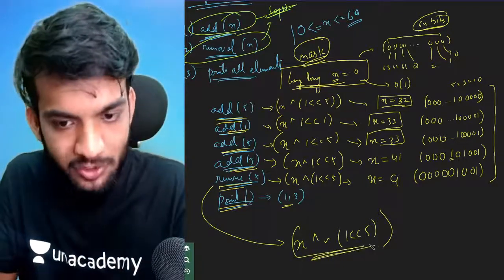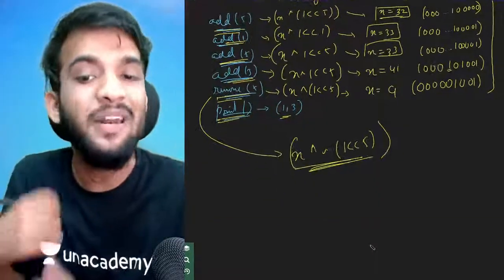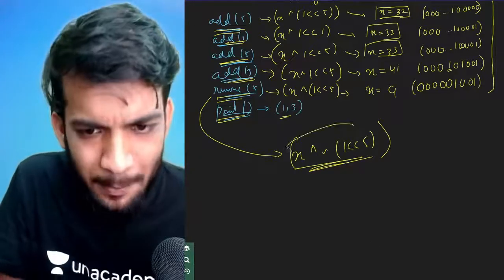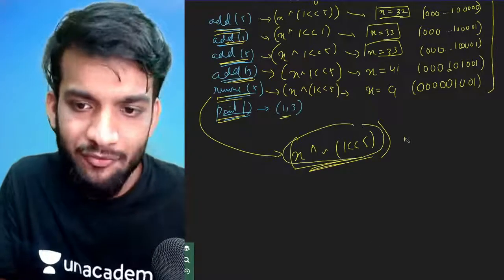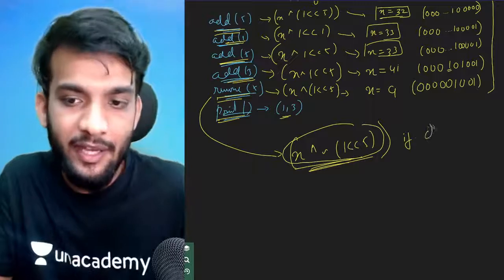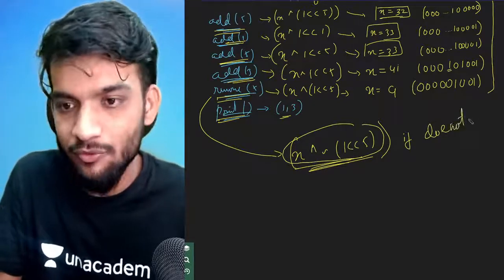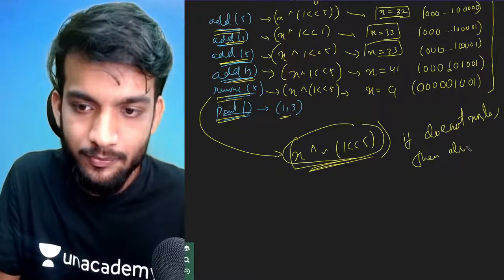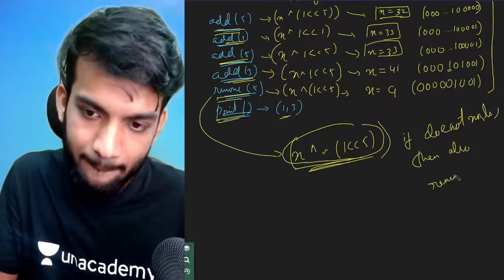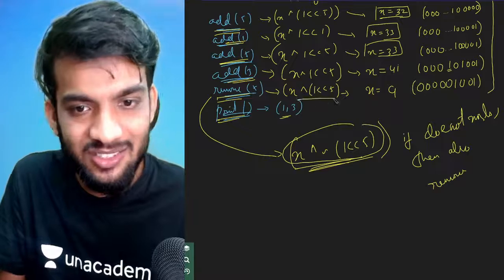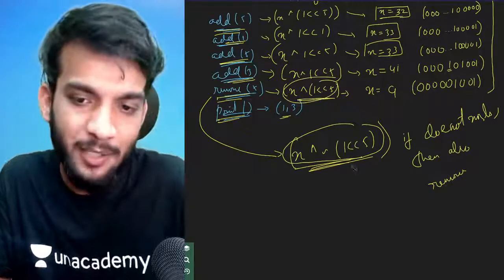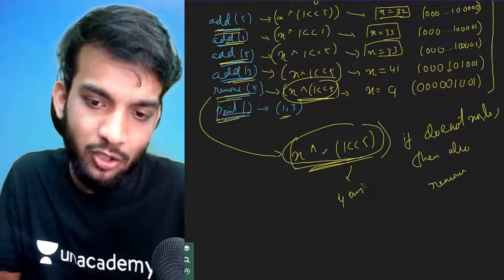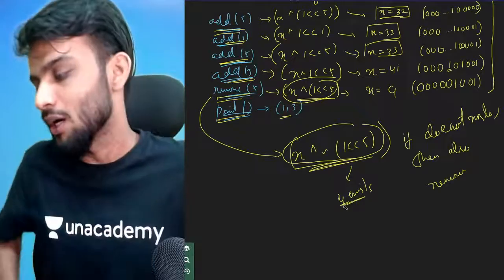So this is how you will do it. Now how do you print the numbers? Remember, this is the better way to do it. This will work. If it doesn't exist, then also it will remove. If it exists, then also it will remove. Yesterday I told you to clear the ith bit.